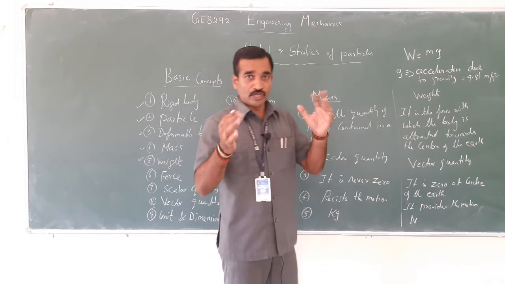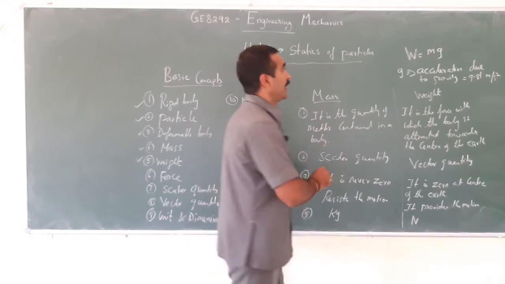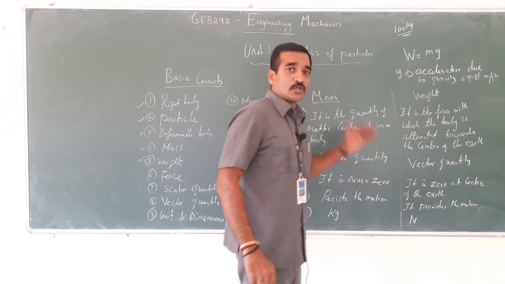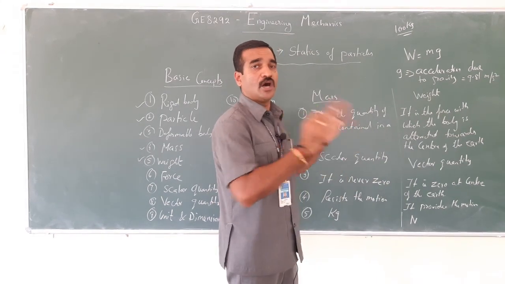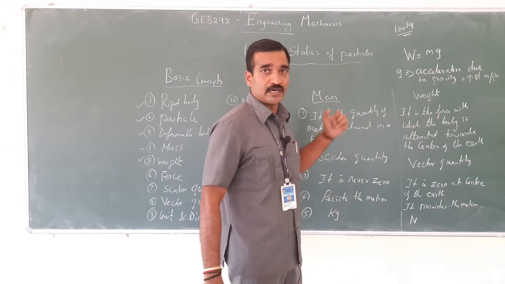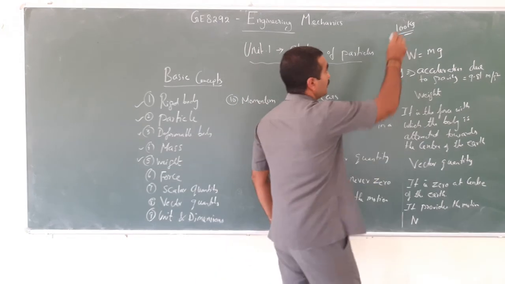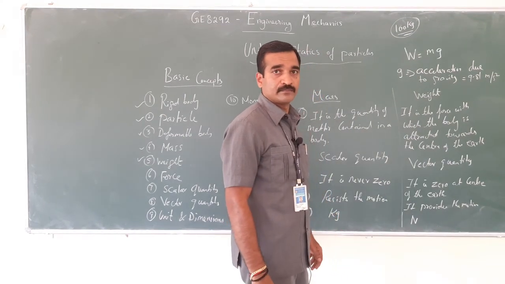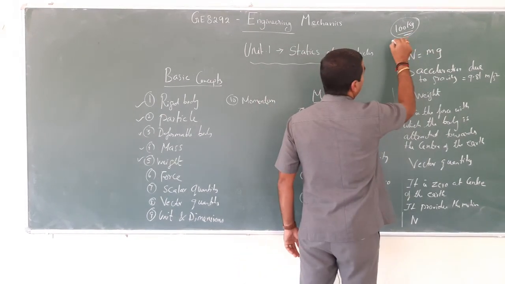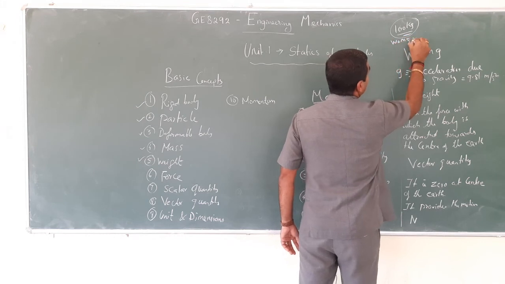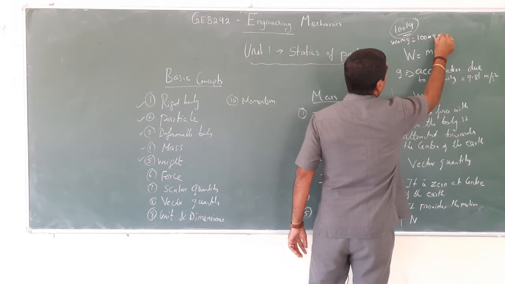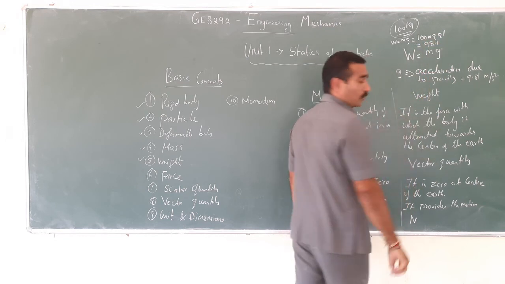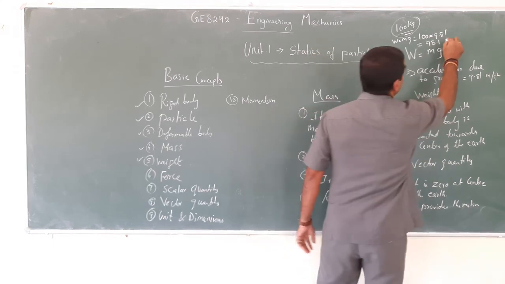Suppose an astronaut's mass is 100 kg, for an example. His mass would be constant at all places, whether he is on the earth or in space. On the earth, his mass would be 100 kg, and his weight would be m into g, that is 100 into 9.81, which would be 981 Newton.